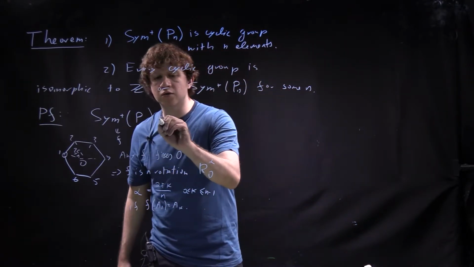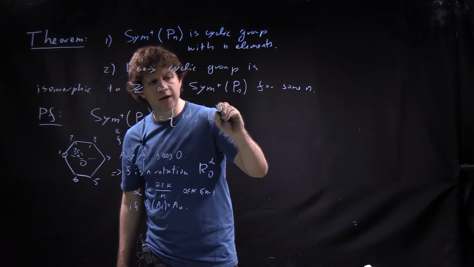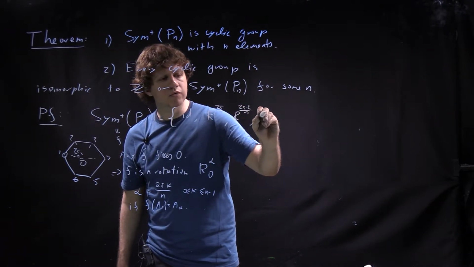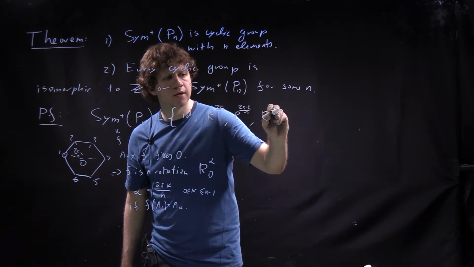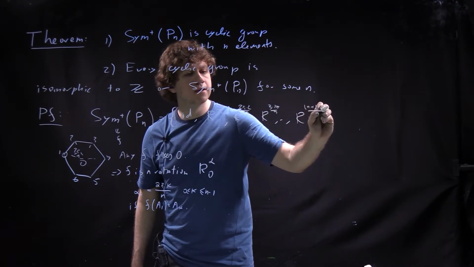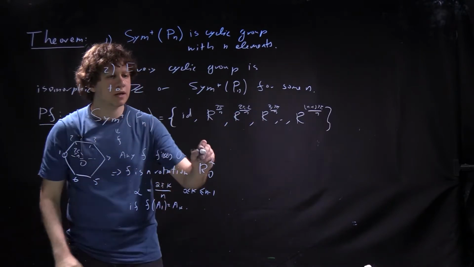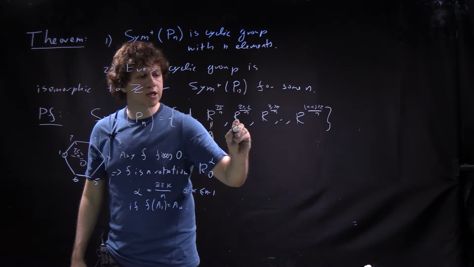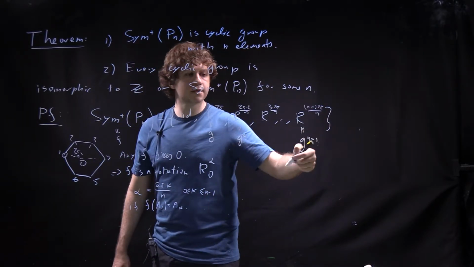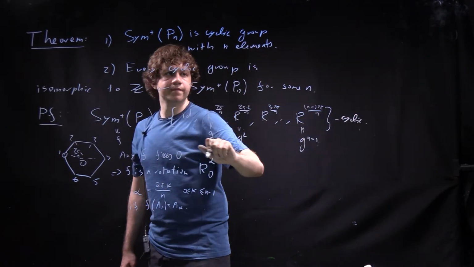So basically this group consists of the elements: identity, rotation by angle 2 pi over n, rotation by angle 2 times 2 pi over n, rotation by angle 3 times 2 pi over n, and so on, up to rotation by n minus 1 times 2 pi over n, and that's it. So every orientation preserving symmetry of a polygon is one of those. If I denote the rotation by angle 2 pi over n by g, the elements will be g, g squared, up to g to the n minus 1, and that's of course a cyclic group. So that's cyclic. So that proves part 1.